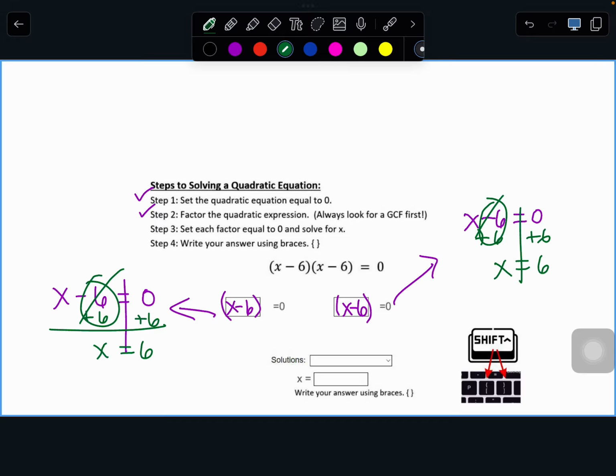Now, because these are the same number, this actually is only one solution, because this is only going to be one spot on the graph, and we'll look at graphs a little bit later. That's one point on a graph. And so this only has one solution because we got the same number. Now, if you get 2 separate numbers, then it has 2 solutions.